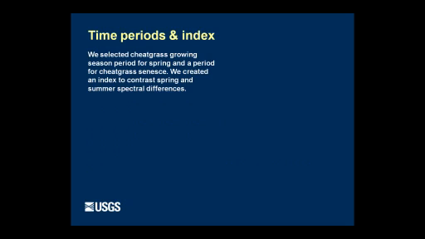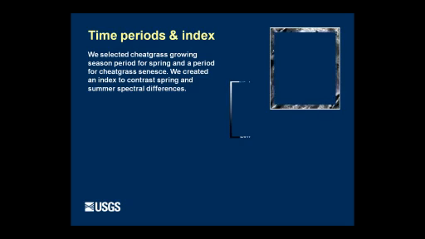Now, what we did was we selected a cheatgrass growing season period for spring. In this case, it was from the middle of March to the middle of May, and we used a period where cheatgrass would have senesced. In this case, it was early to late June into mid-July. And so we then created an index that contrasted the spring and summer spectral differences.